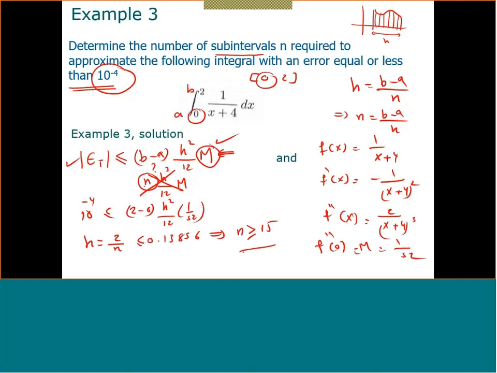Of course, n cannot be a real number; it has to be an integer. So if you get n equal to 14.6, then it has to be 15, and so on and so forth. If you have an n greater than or equal to 15, you would be able to achieve this error. So you can see here, I can select the number of segments based on this important criterion, which is the error.